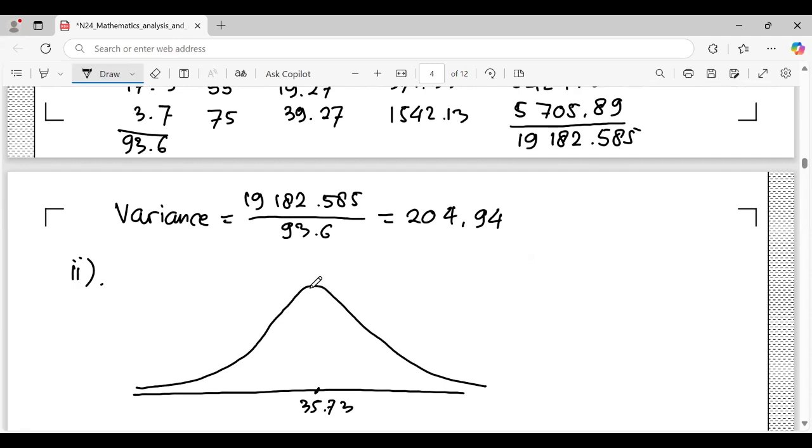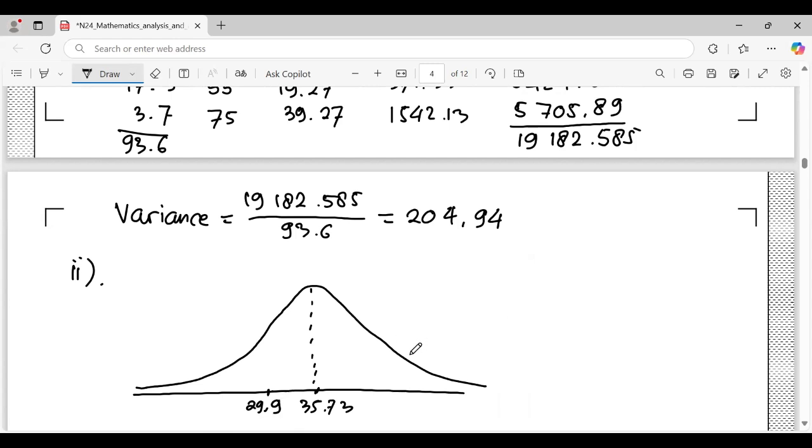Like this. Right. And the second is small talk. According to the information, the small talk mean is 29.9. It means around here, 29.9 around here. Yeah. 29.9.